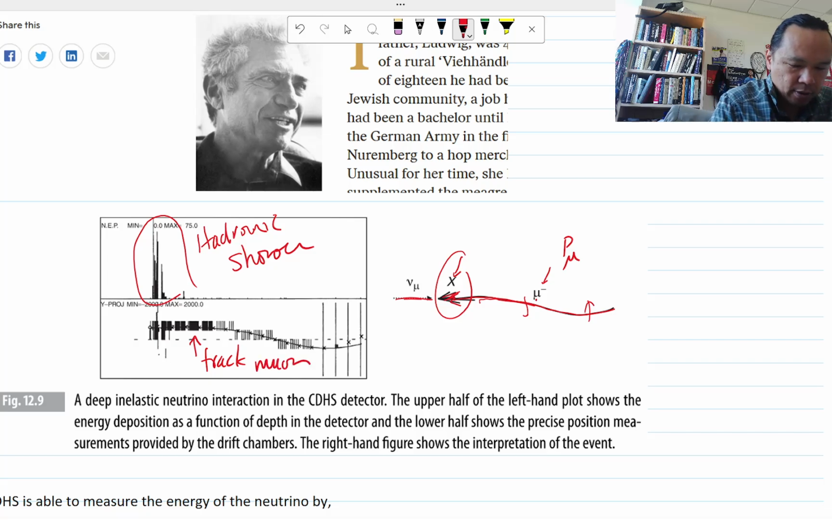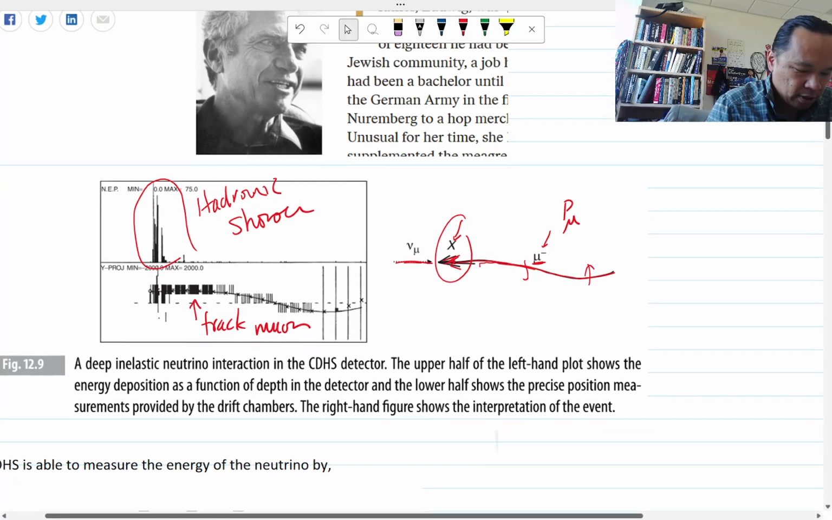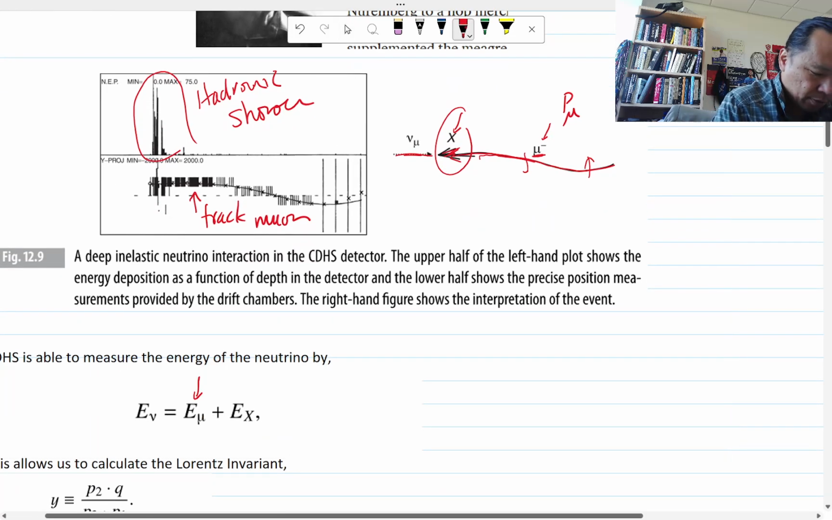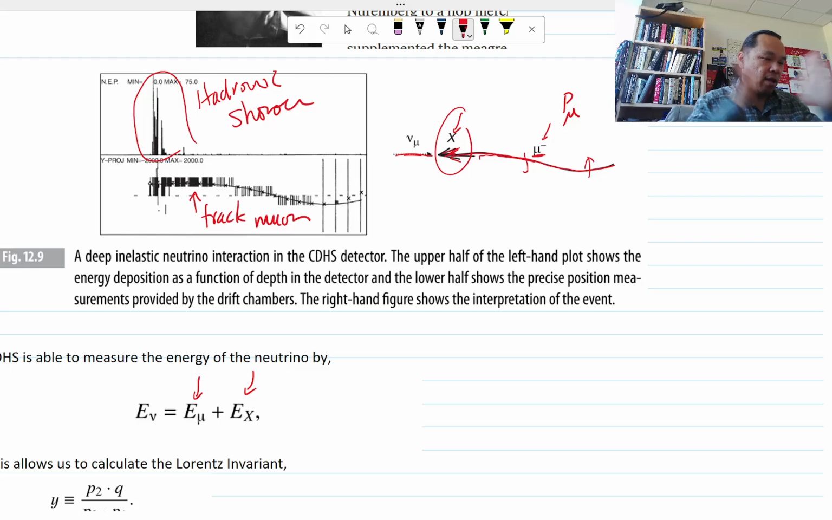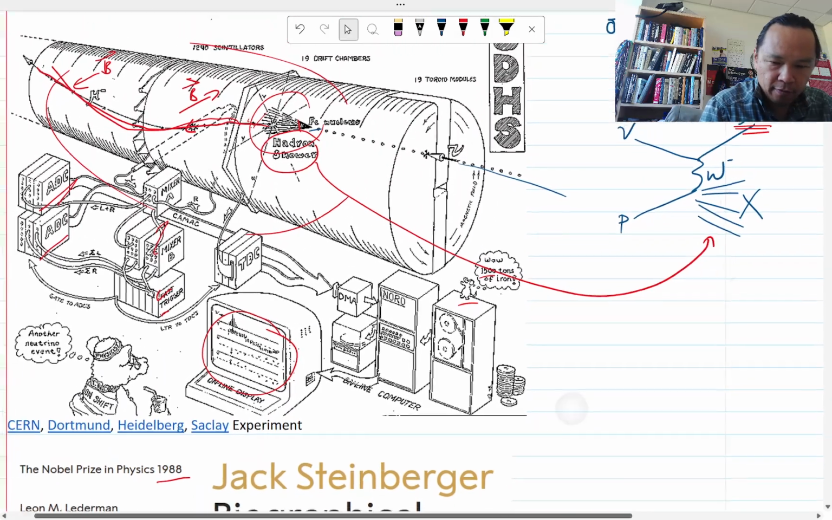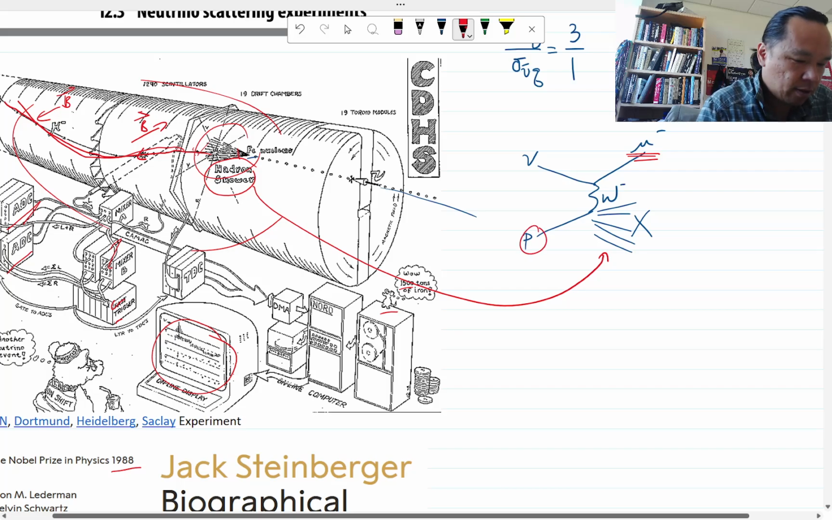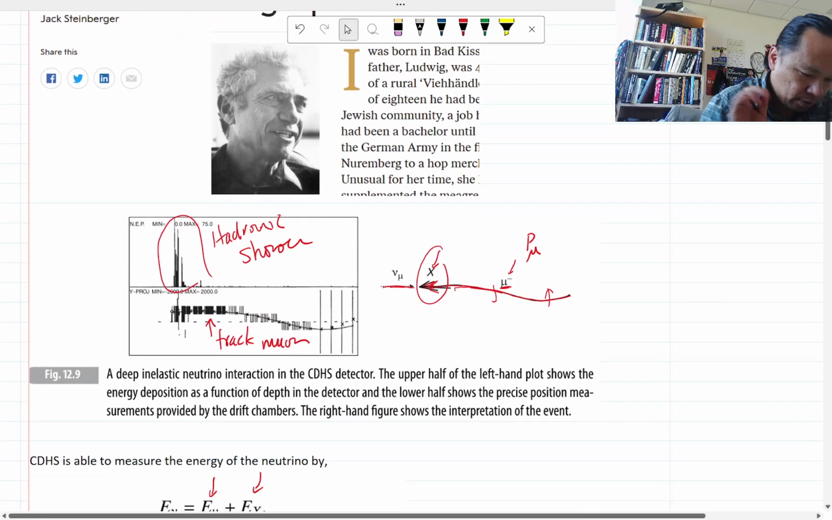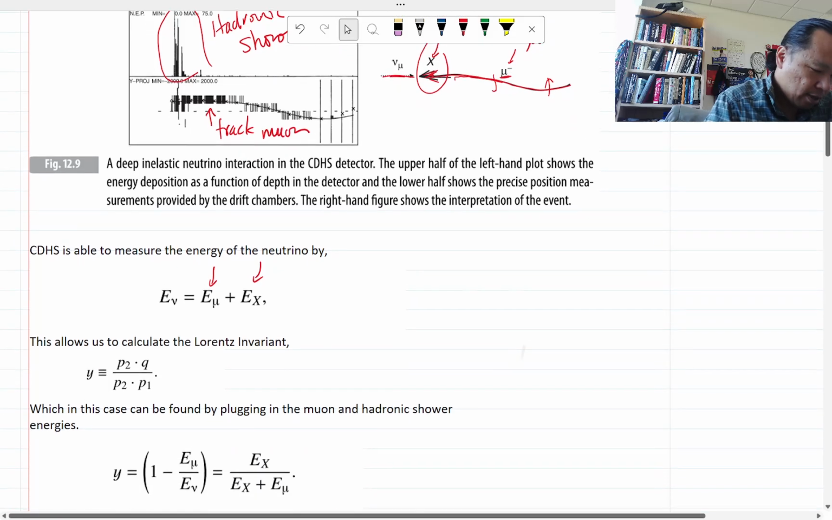So in this case, the mass of the muon is fairly low. You can actually measure both the energy of the muon and the energy of the hadronic shower. And then, surprise, surprise, if you add both of those up, the proton started off at rest, so it's basically whatever the energy of the muon is and the energy of this shower tells you the energy of the neutrino, which is great. So this is an extremely cool experiment.